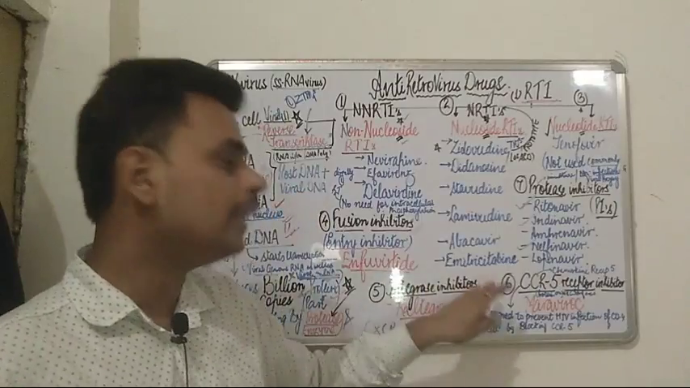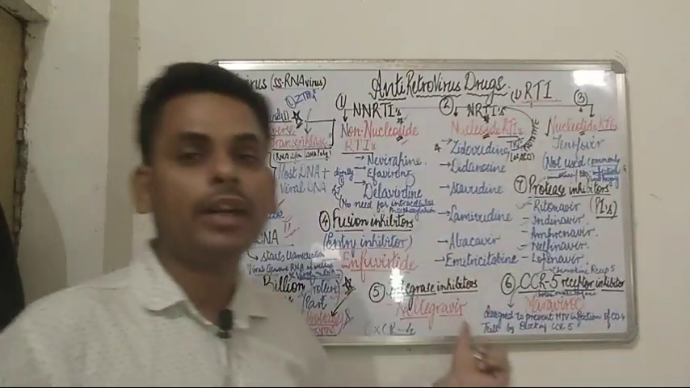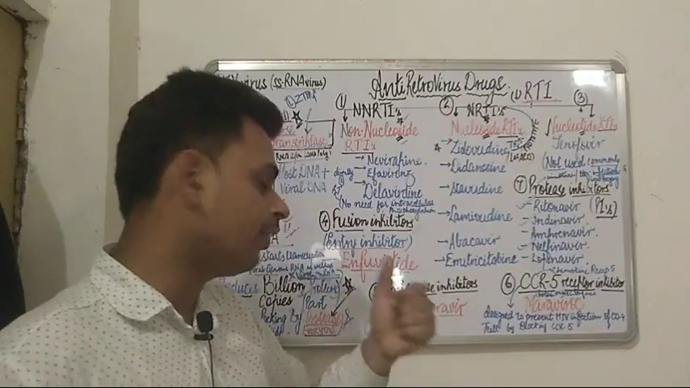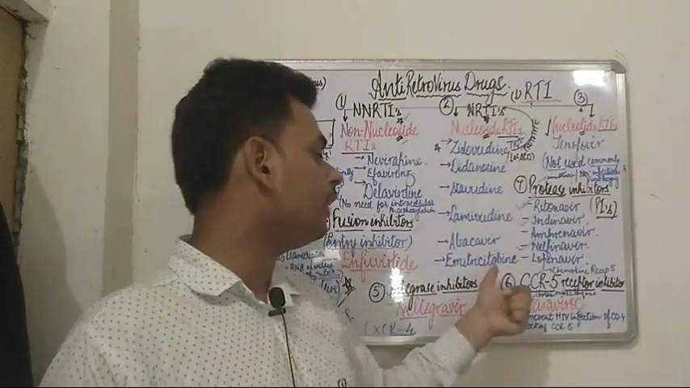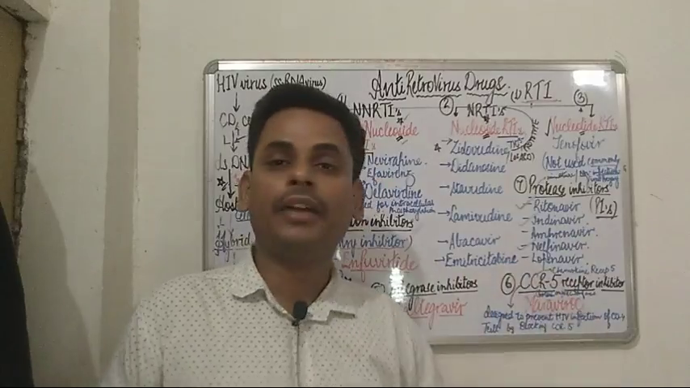So the integrase enzyme inhibitors, the drug there is raltegravir. Moving on to the next class, that is the chemokine receptor 5.